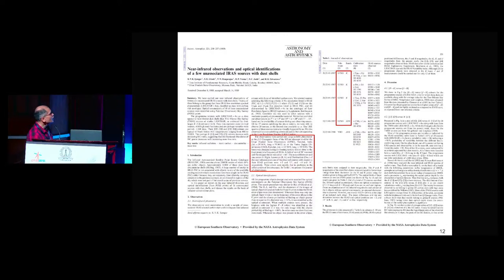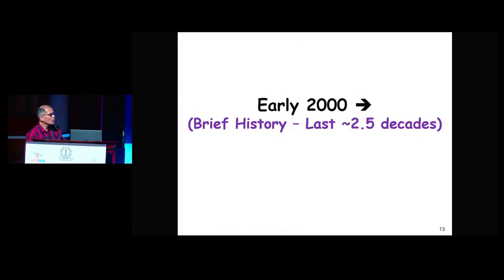And this is one very nice old discovery paper, which was made with a single channel indium antimonide detector. At that time, they discovered some of the IRAS sources which were unassociated with the dust shell. And this is a very historical paper, which used the 1 meter UPSO telescope and this single channel infrared detector. Now I will move to the early 2000s, where my talk will focus more on a brief history of the last 2.5 decades.